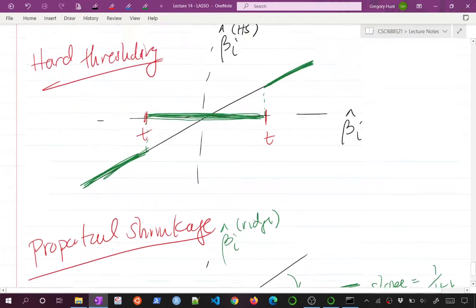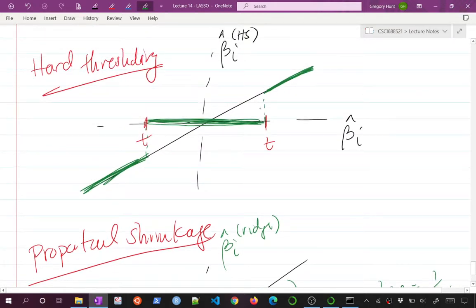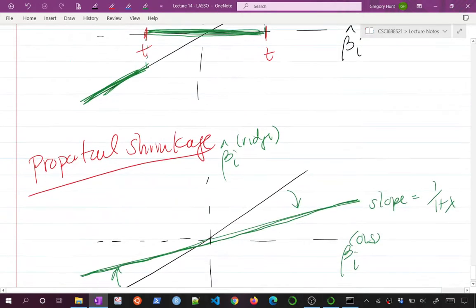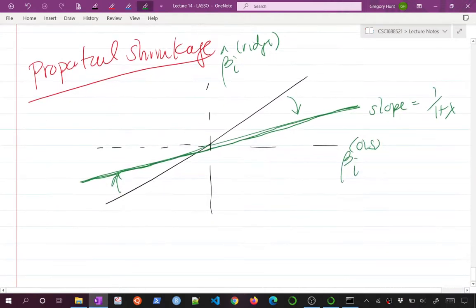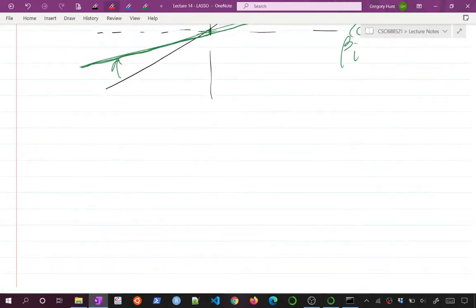The hard thresholding, if you have a beta hat i over here, you're okay. But if it gets over here, if it's too close to 0, it just kills it, 0s it out. So it does 0 out things. It actually does select things. This is basically our variable selection. Proportional shrinkage doesn't ever 0 it out. It would only be 0 if it already started at 0. It's always just going to shrink it down and control it. This is ridge regression.